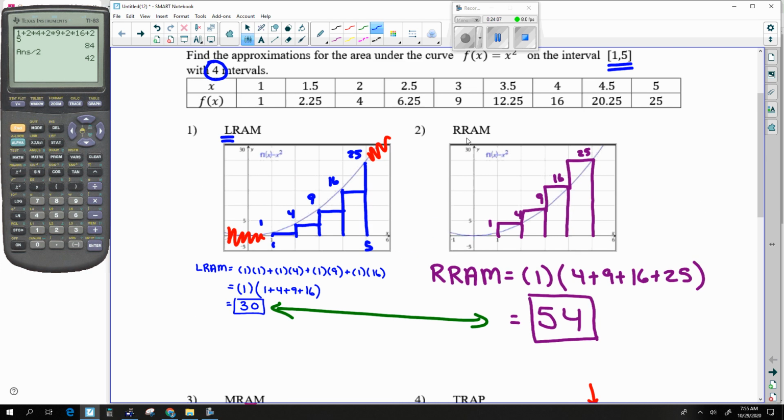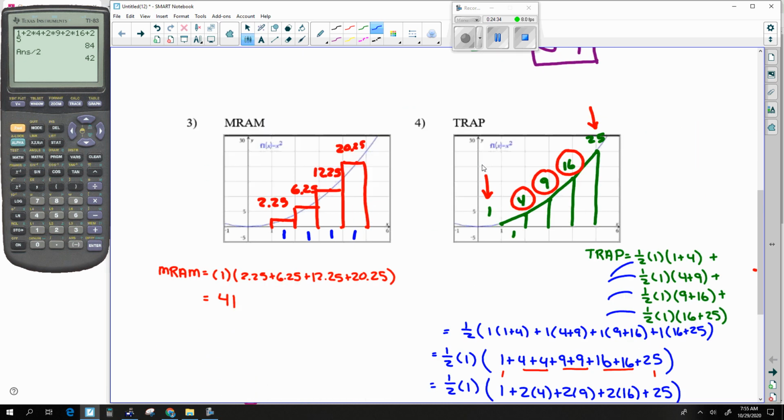The LRAM and the RRAM are similar to each other. One's going to be an underestimate, the other one is going to be an overestimate. Now, I'm not saying that the RRAM is always going to be an overestimate and the LRAM is always going to be an under. That's not true. All right? But what I'm saying is one's going to be over and one's going to be under. So these two kind of work with each other.